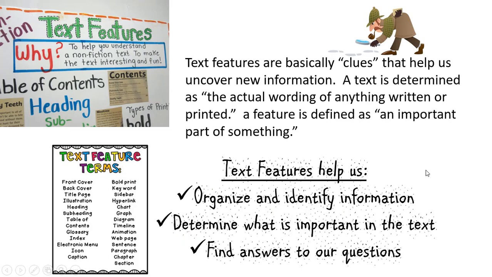Text features help us organize and identify information. They give us those clues that help us uncover new information. It determines what is important in the text. It finds answers to our questions. Text features are awesome because they like scream out, "Hey, look at me. I'm important. Check out my information." And it really helps us understand the text a lot better.